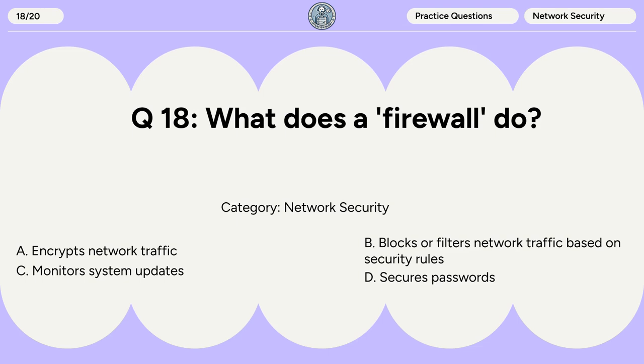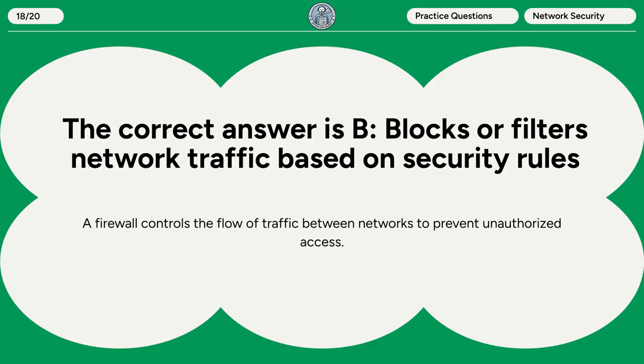Question 18. What does a firewall do? A. Encrypts network traffic. B. Blocks or filters network traffic based on security rules. C. Monitors system updates. D. Secures passwords. The correct answer is B. Blocks or filters network traffic based on security rules. A firewall controls the flow of traffic between networks to prevent unauthorized access.